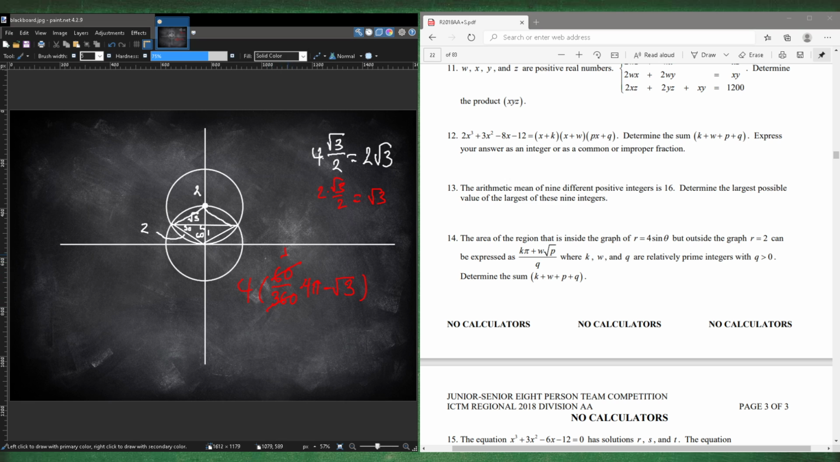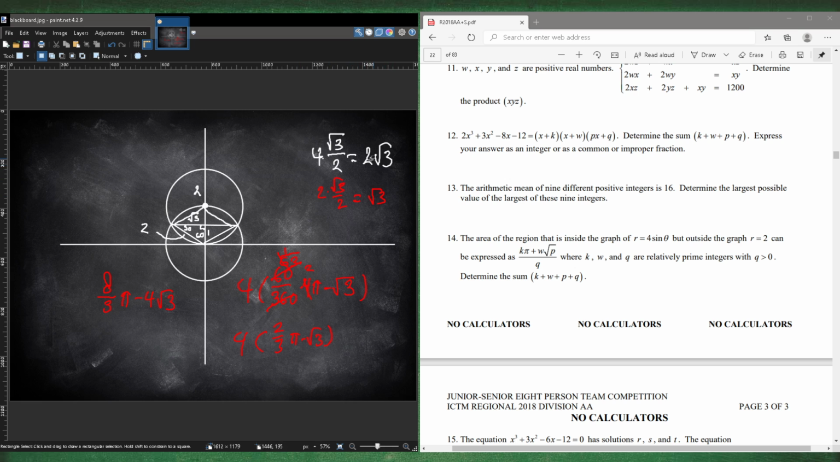Well, this is 1/6. Cancel out the 2 here to make a 3, so this is 1/3. Cancel out the 2 here to make a 2. So that means this is 2/3 pi minus square root 3, times 4. So the area of those 4 sections is 8 thirds pi minus 4 square root 3. Okay, so we know that is true. So that's the area of these 4 sections.